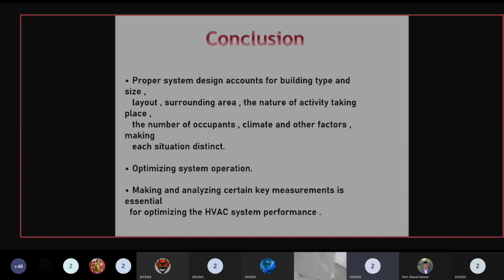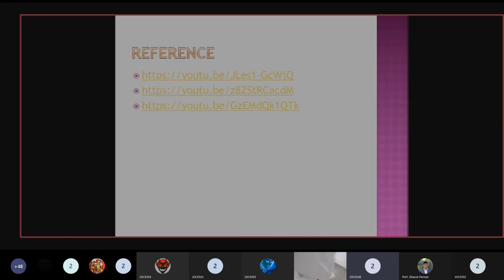Then conclusion. First, proper system design accounts for building type and size, layout, surrounding areas, the nature of activity taking place, the number of occupants, climate and other factors making each situation distinct. Second is optimizing system operation. Third, making and analyzing certain key measurements is essential for optimizing HVAC system performance.